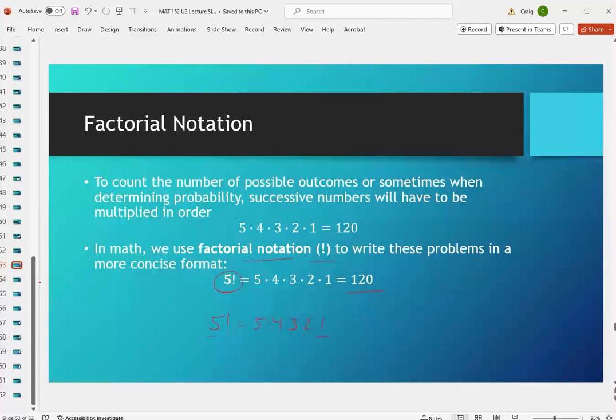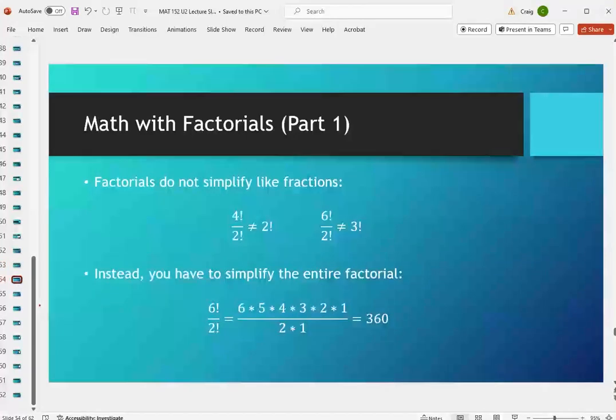But do look for it. It's almost certainly there. Okay. When we deal with factorials, you just have to remember that they're just multiplication problems. They are not fractions or anything like that.